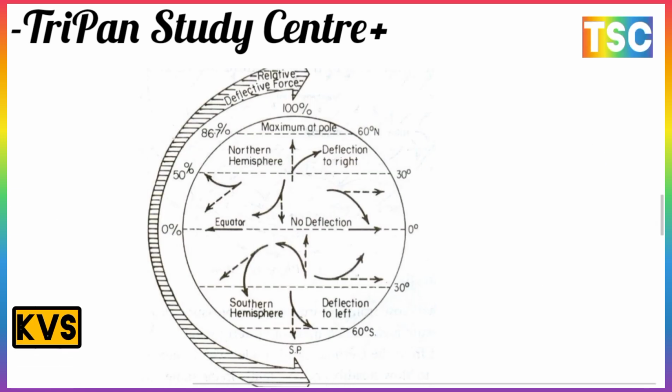Here in this diagram, the Coriolis effect on the winds, there is a most important point. There is a maximum at the pole. In the northern hemisphere, the deflection is to the right, at the equator there is no deflection, and in the southern hemisphere the deflection is to the left. This is the most important diagram shown here.